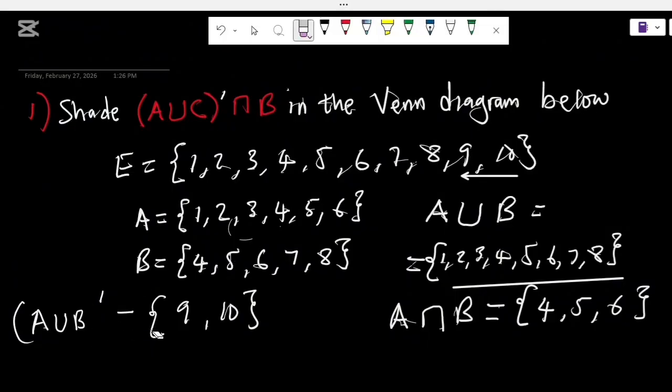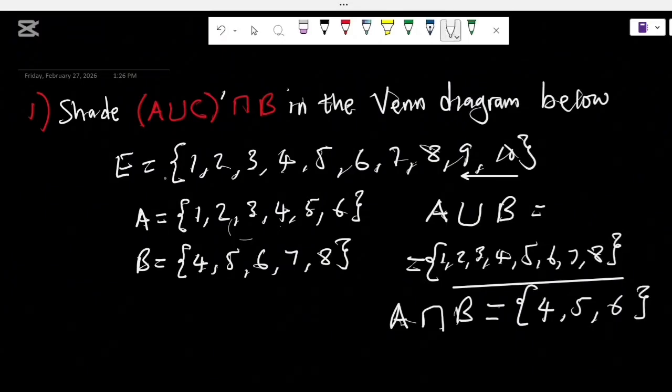In the same way, you can say A intersection B complement.